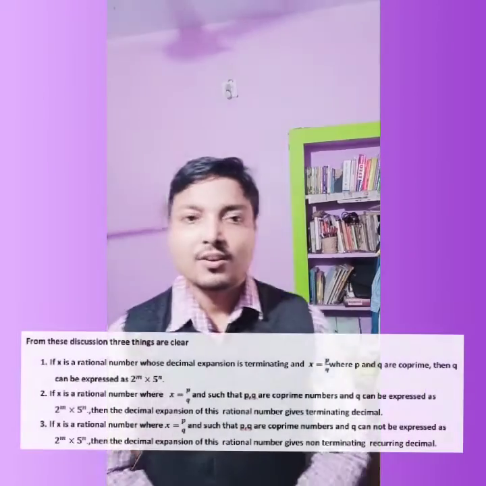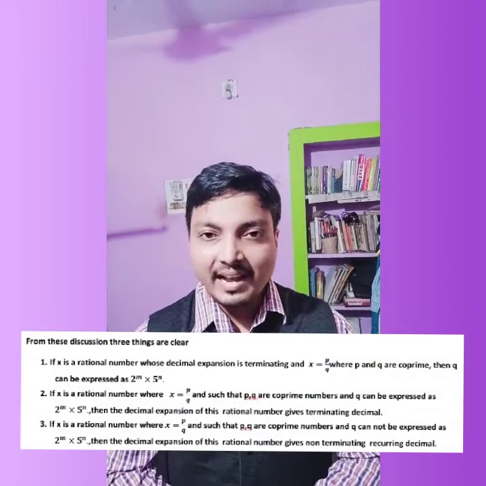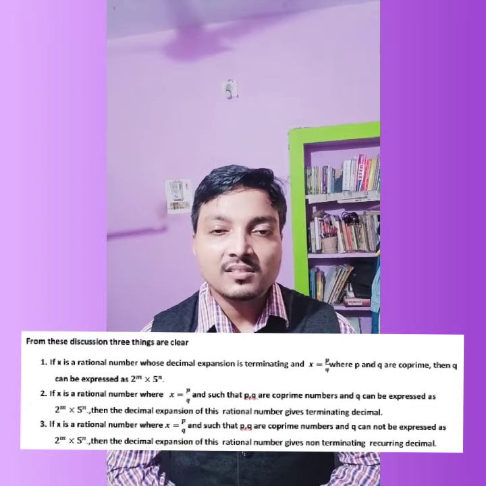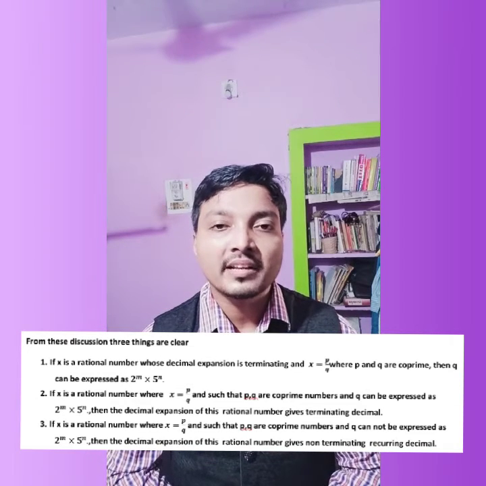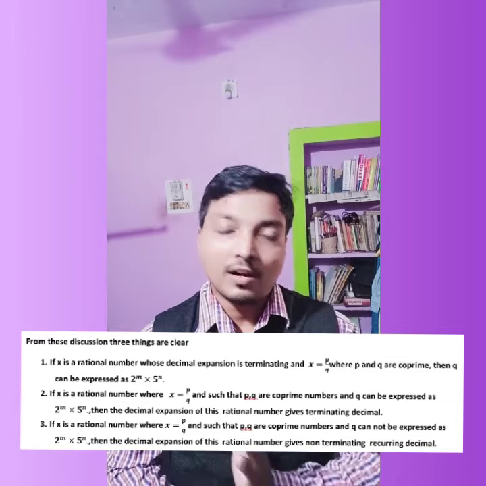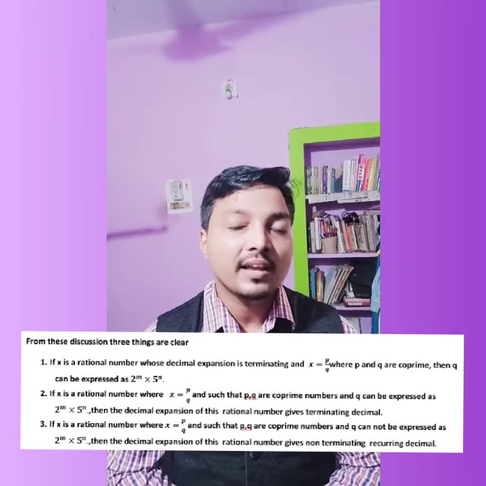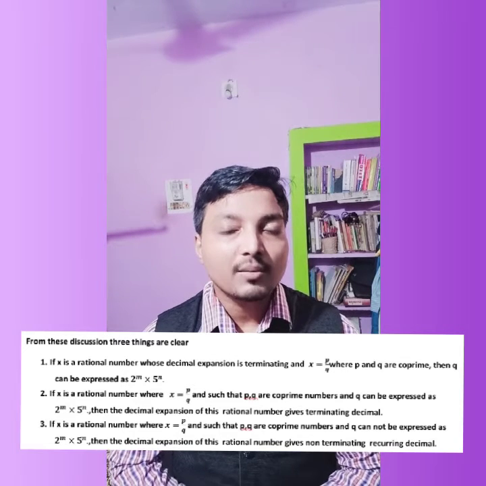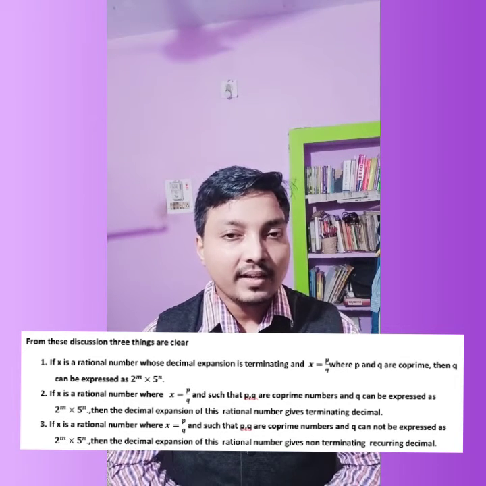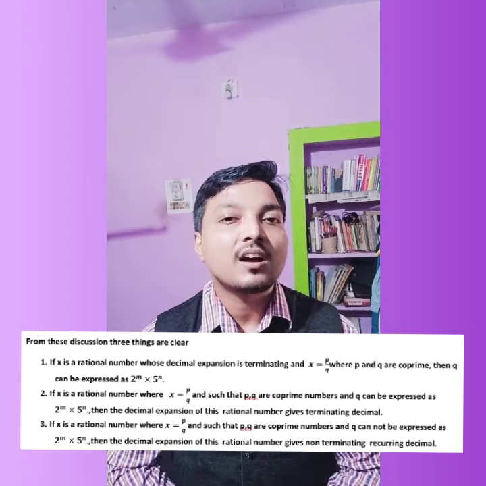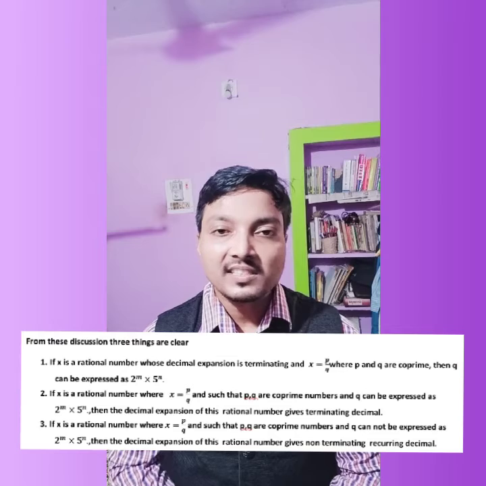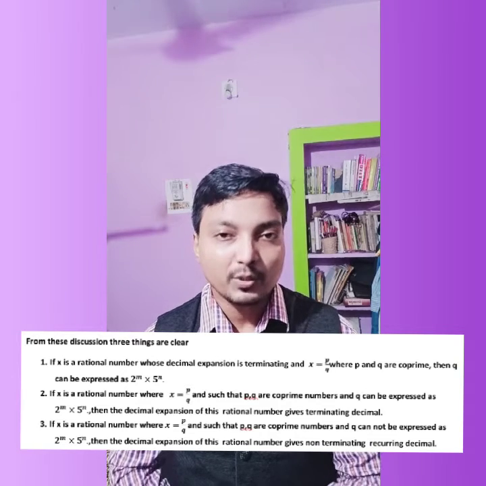So from all these 4 different group discussions, we got 3 conclusions, and these 3 conclusions are also the 3 theorems, and now you just have to remember the conclusions of the 4 group discussions. The first one: if x is a rational number in the form of p by q, where q is the denominator, and if the decimal expansion of the rational number x is terminating, then q can be expressed in the form of 2 to the power m into 5 to the power n.